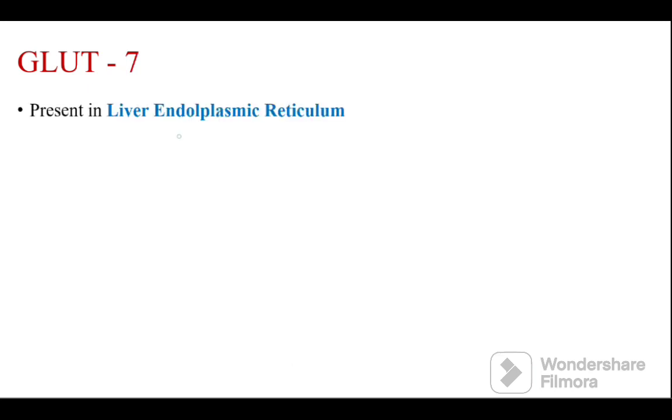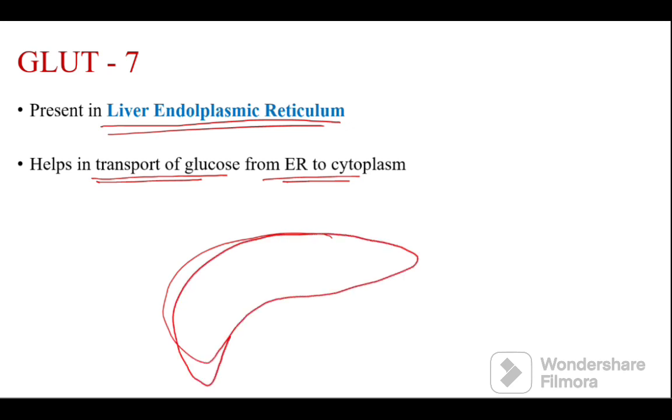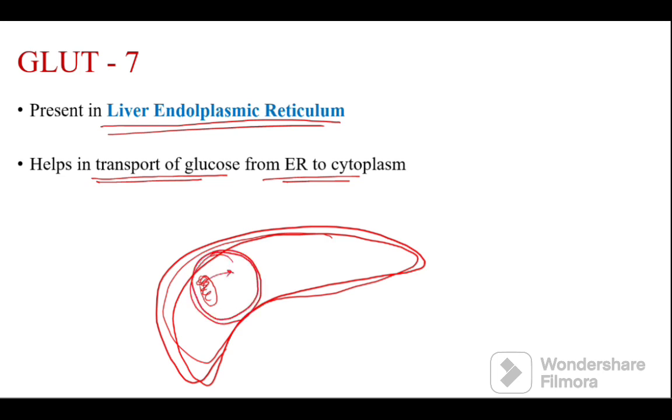We can remember F for 5 and F for fructose. Lastly, there is GLUT7 which is present in the liver endoplasmic reticulum. This helps in the transport of glucose from the endoplasmic reticulum to the cytoplasm. So if we suppose this as the liver, and here there is endoplasmic reticulum, in the liver cell, in the hepatocyte, from the endoplasmic reticulum to the cytoplasm, this GLUT7 helps in the transport.